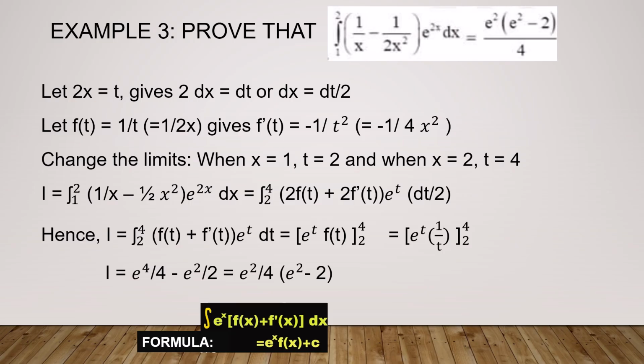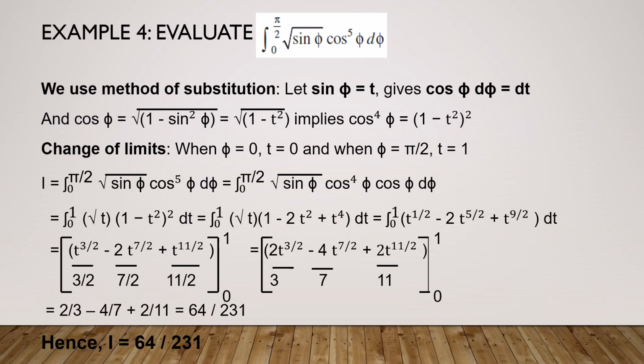This formula becomes very useful and you can solve the example very easily. So next example, you have to evaluate the integral from 0 to π/2 of √(sin φ) cos⁵φ dφ. Now remember, over here we have the root of sin φ, so we will use the method of substitution. sin φ = t. Then taking the derivative gives cos φ dφ = dt.